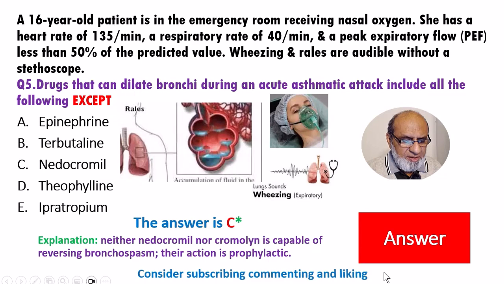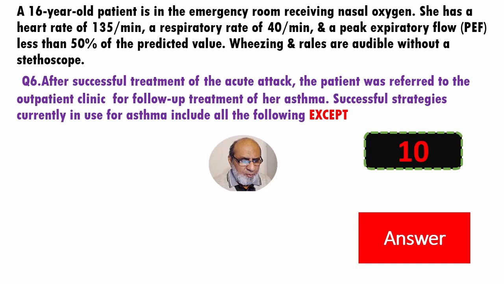The answer is C. Explanation. Neither nedocromil nor cromolyn is capable of reversing bronchospasm. Their action is prophylactic.